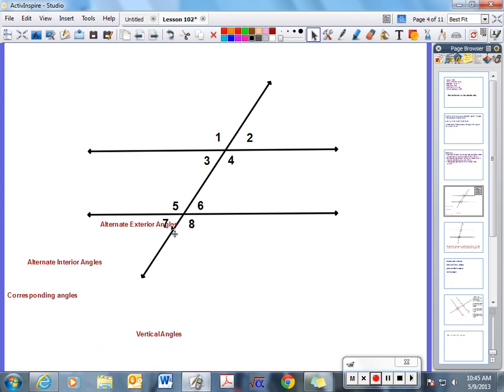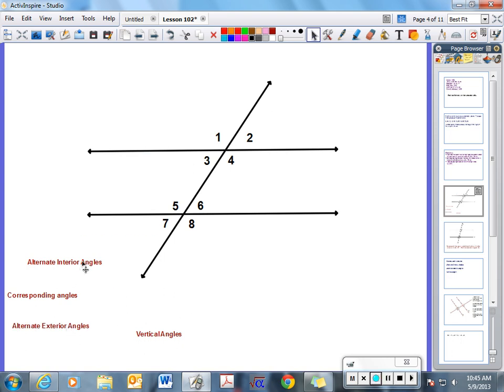Alright, then we have alternate exterior. Exterior angles would be angles 7 and 8, and 1 and 2. So what do you think would be the alternate exterior angle to angle 2? Well, you would have to go all the way to the bottom here on the outside of the parallel lines, and it would be angle 7. If I have angle 8, the alternate exterior to angle 8 would be angle 1.